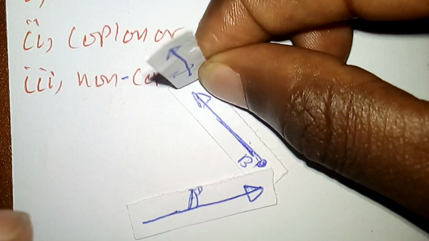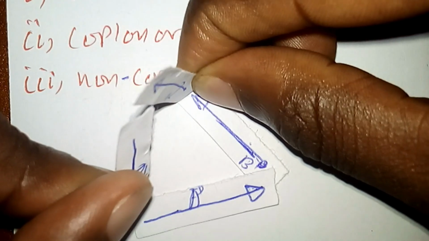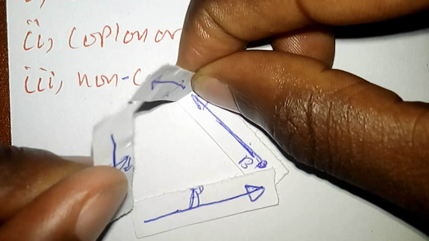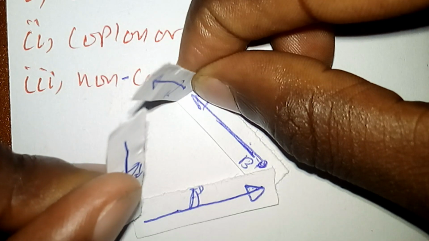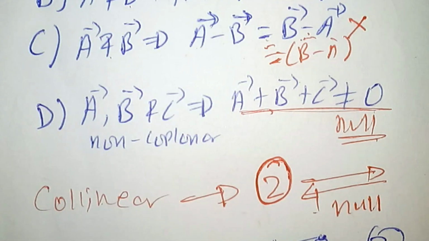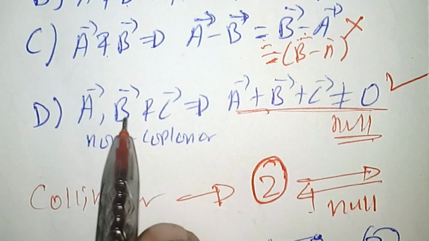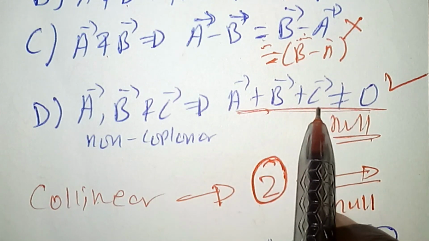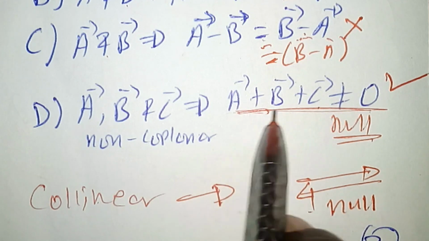So to get the null vector, I have to add another non-coplanar vector with A and B, which must give me 0. That means I end up where I started. So the number of vectors required to get the null vector for non-coplanar vectors is 4. Then we can conclude that the only correct alternative is alternative D. Three non-coplanar vectors added together cannot give us 0. They cannot be a null vector. So the minimum required is 4.